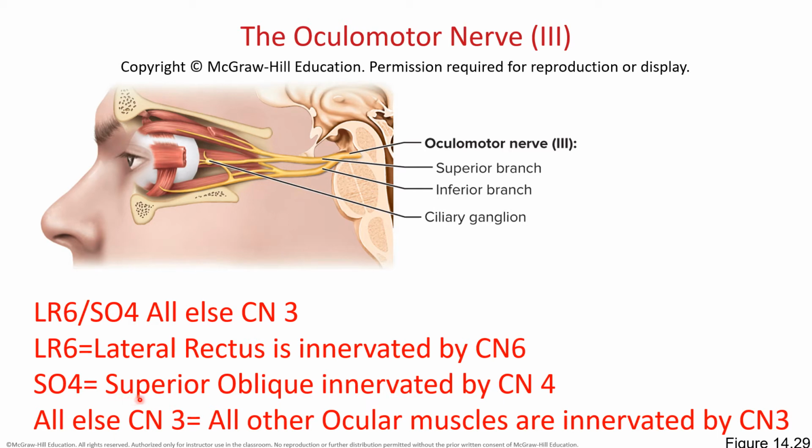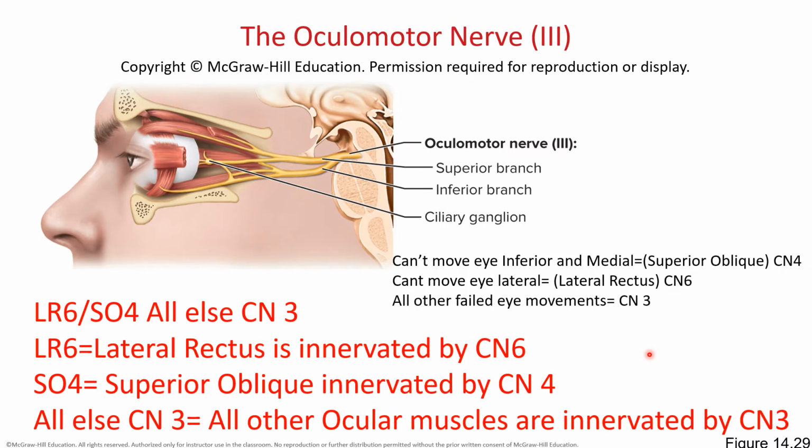SO4 means the superior oblique muscle, which is an ocular muscle, is innervated by cranial nerve 4. All other ocular muscles are controlled by cranial nerve 3. So all other ocular muscles are innervated by cranial nerve 3. So what does that mean? That means when we're testing, we can test eye movements.